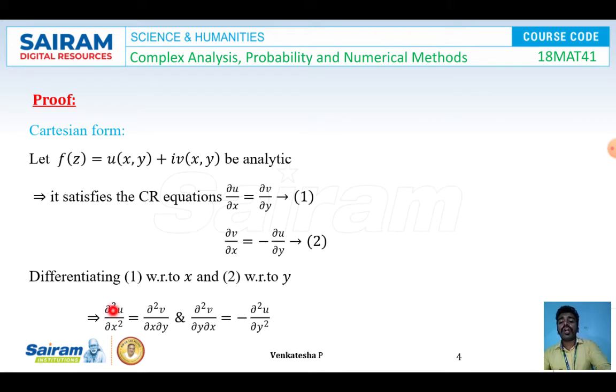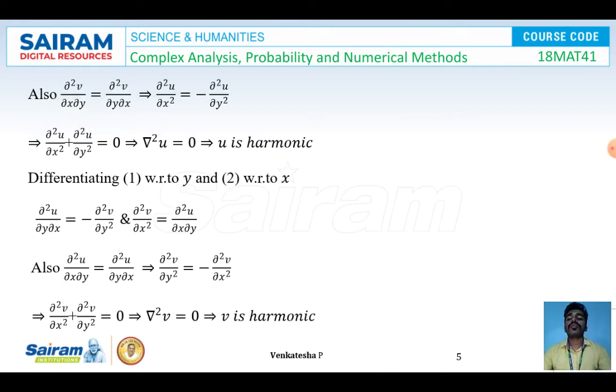I can equate dou square u by dou x square is equal to minus dou square u by dou y square. So I got this expression now, dou square u by dou x square is equal to minus dou square u by dou y square. I'm shifting this to LHS. I got dou square u by dou x square plus dou square u by dou y square is equal to 0. It will become del square u is equal to 0. Hence we can say u is harmonic in Cartesian form.